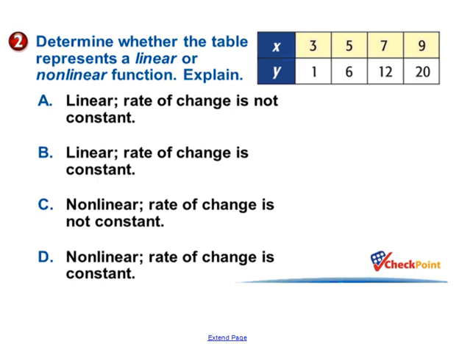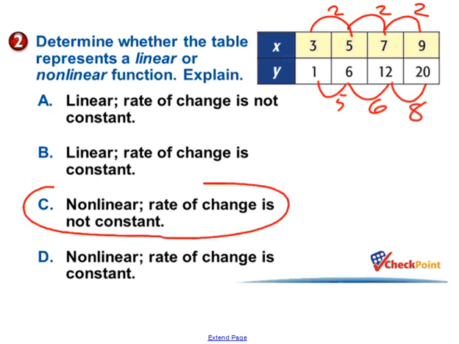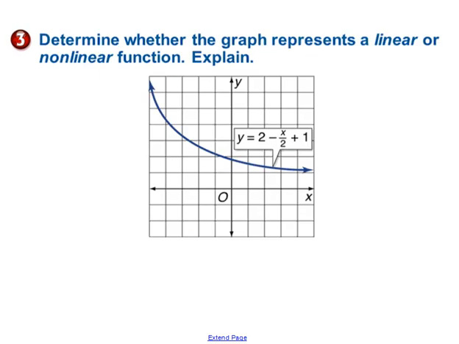Determine whether the table represents a linear or nonlinear function. As I look at my x values, x changes by 2, x changes by 2, x changes by 2, so that checks out. Here, y changes by 5, y changes by 6, and y changes by 8. So this is a nonlinear function because the rate of change is not constant. So letter C is my answer.